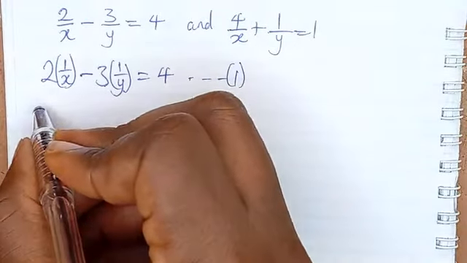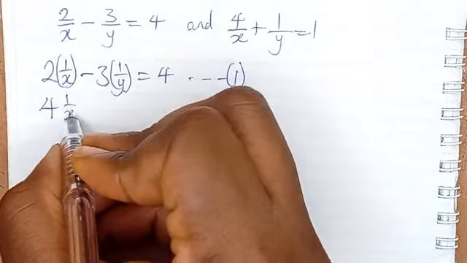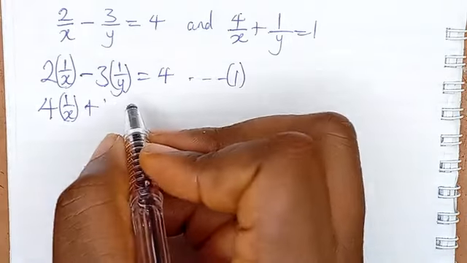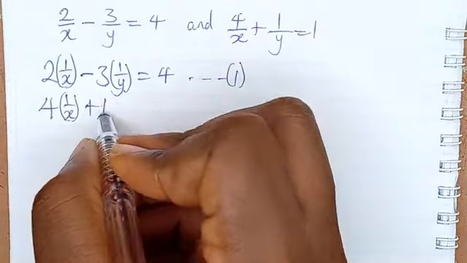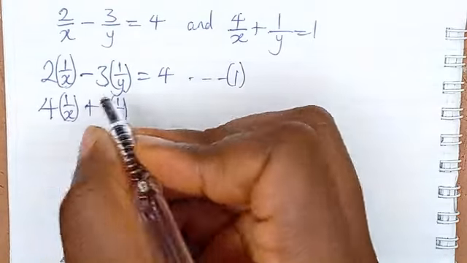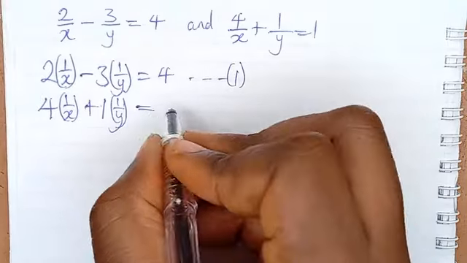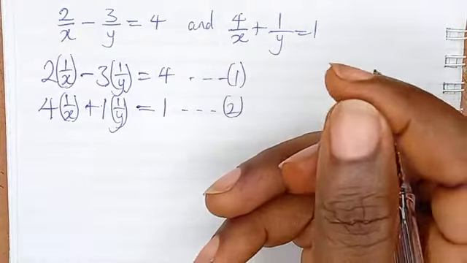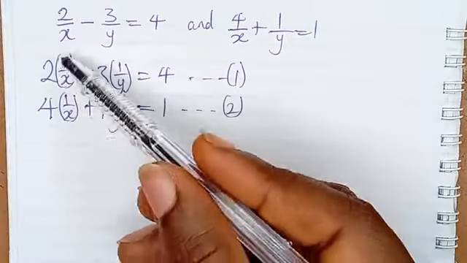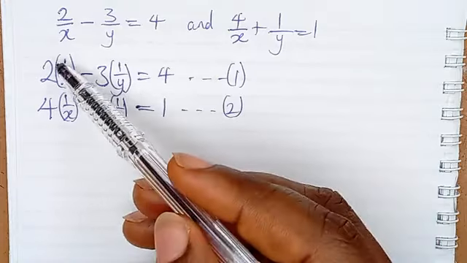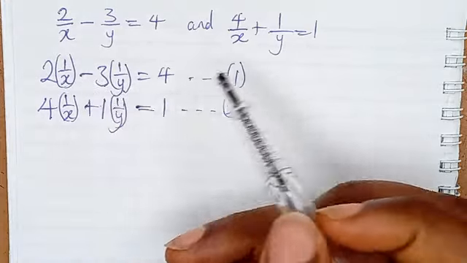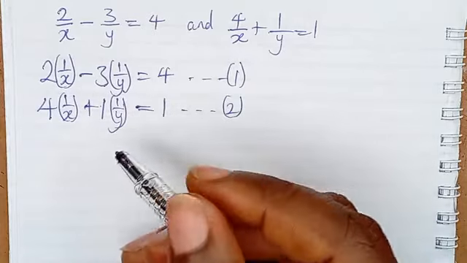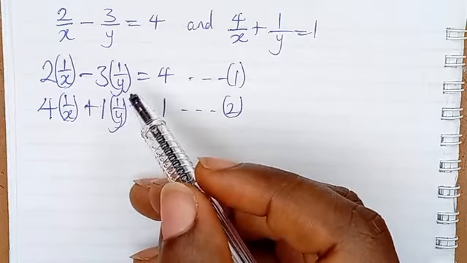For equation 2, we are going to have 4 into 1 over x plus 1 into 1 over y. Let me still write 1 over y, or we just have it as 1 over y is equal to 1. So this is equation 2. Now, we've placed them in brackets. We are going to look at them as just the unknown. Don't read meaning into them till we are ready to open the bracket up.